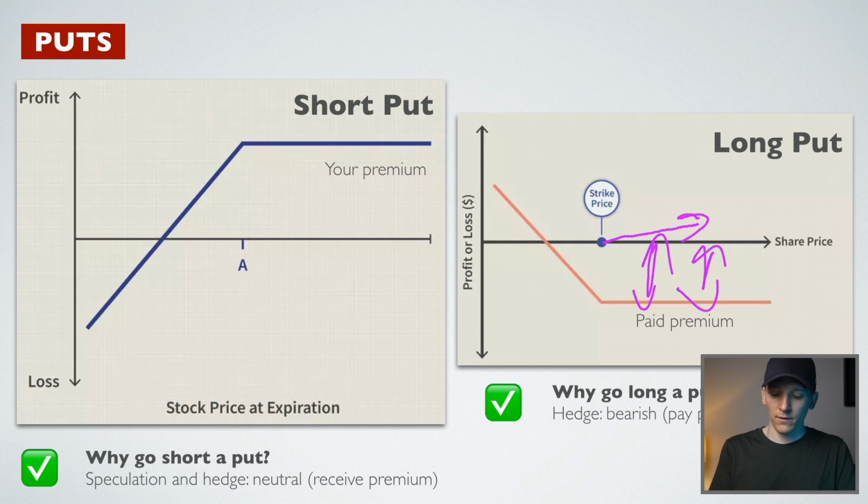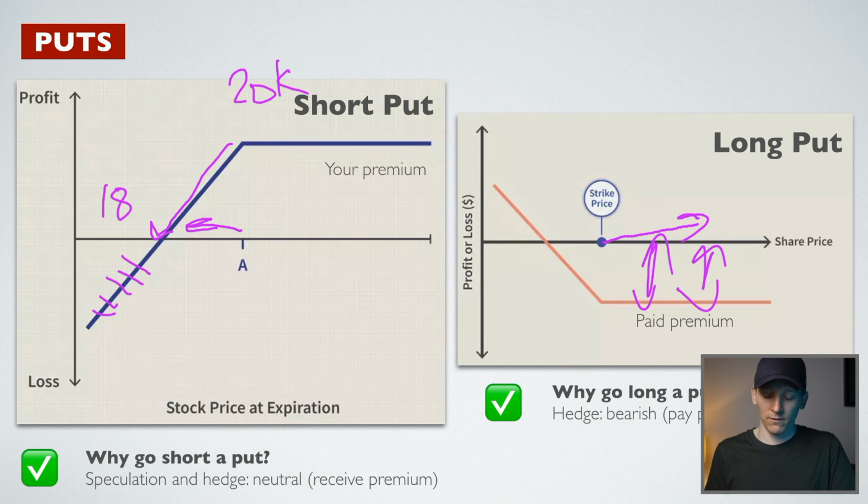Neutral at least. And so obviously you start receiving this premium, but after that, the strike price plus the premium, if it goes down further, you start losing money here, right? So if this is 20K and then the price gets to 18K, they're going to sell it to you at 20. And so that's what you're losing, right?